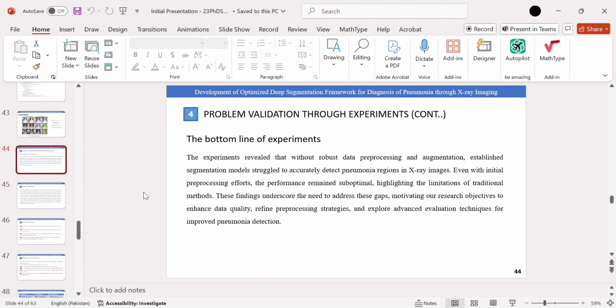So the bottom line of the experiments is that they confirm that pneumonia segmentation is still an open problem due to inadequate pre-processing and data limitations. Even with pre-processing, results were suboptimal. So even though the results were suboptimal, it reinforces the need for an optimized deep learning framework for pneumonia diagnosis with improved data handling and evaluation. So that is the focus of our research.